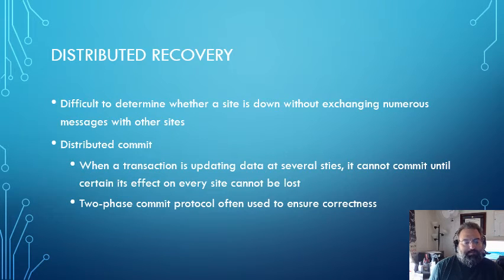Distributed commit. When a transaction is updating data at several sites, it cannot commit until it is certain its effects on every site cannot be lost. The two-phase commit protocol is often used to ensure correctness. In the past, that was certainly true of centralized locations. We've now moved to something called eventual consistency, which we'll probably be discussing shortly, but the idea is that eventually things come into compliance or into consistency.